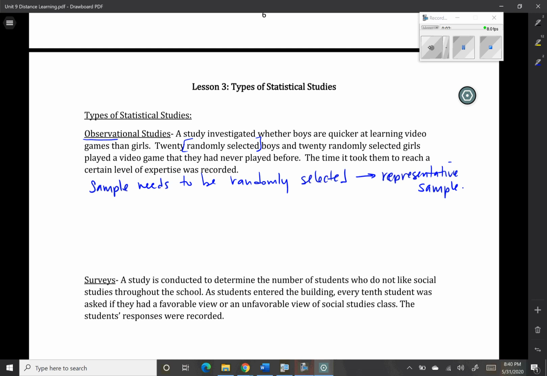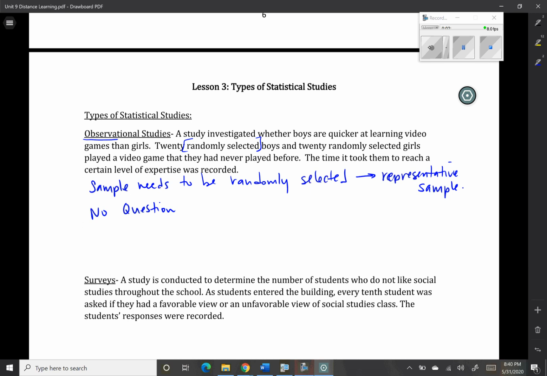Okay. So other things that we have to look at here. There should be no question. So in an observational study, we need to observe something. So there's no question being asked. Okay, you might say that there's a question being asked, but there's not. I am not asking are boys or girls better at video games. We're just seeing if there's a relationship between the boys' results and the girls' results here. All right, there's no question being asked.